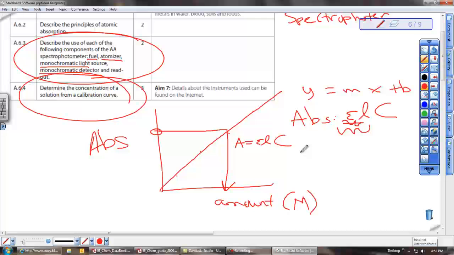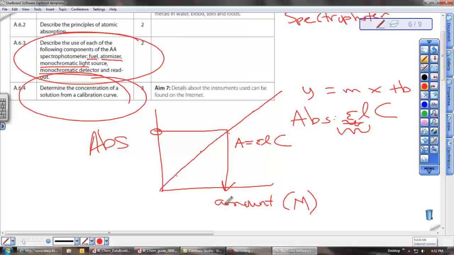When you do the practice ones tonight, you will see that. It's on. I was looking at one of them earlier today. It shows a graph like this, and it says to determine the concentration or the amount present when the absorbance is this. You simply move across to the line, and go down to the x-axis.